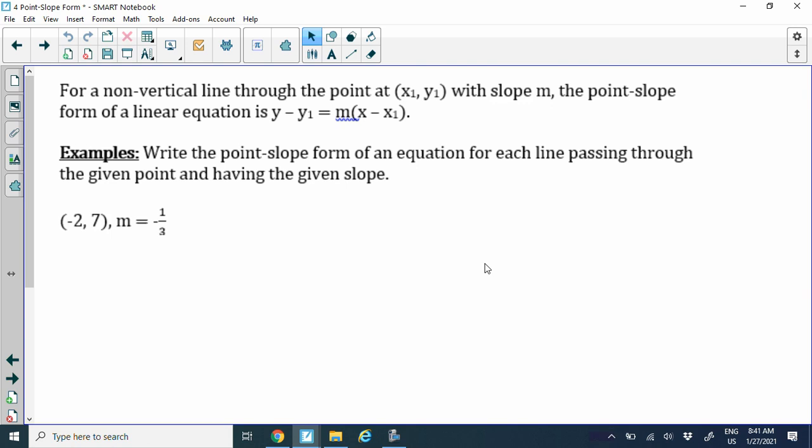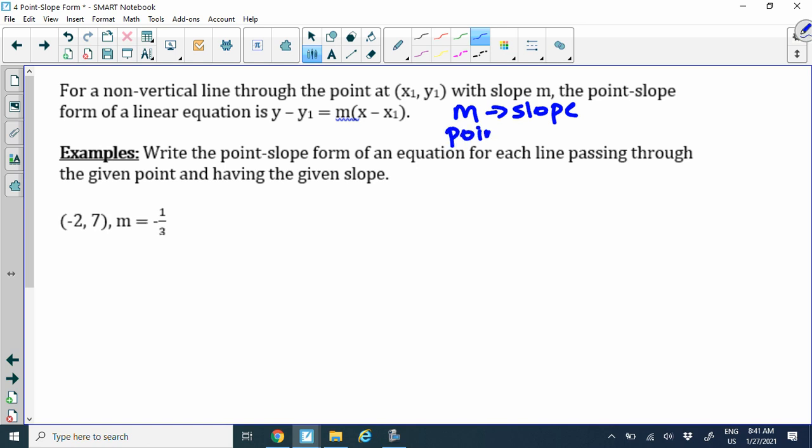So why is this called point-slope form? Well, remember, because we will have the slope, and because we are going to have a point that is on that line. So that's why it's called point-slope form. Okay, because you'll have a point and the slope.